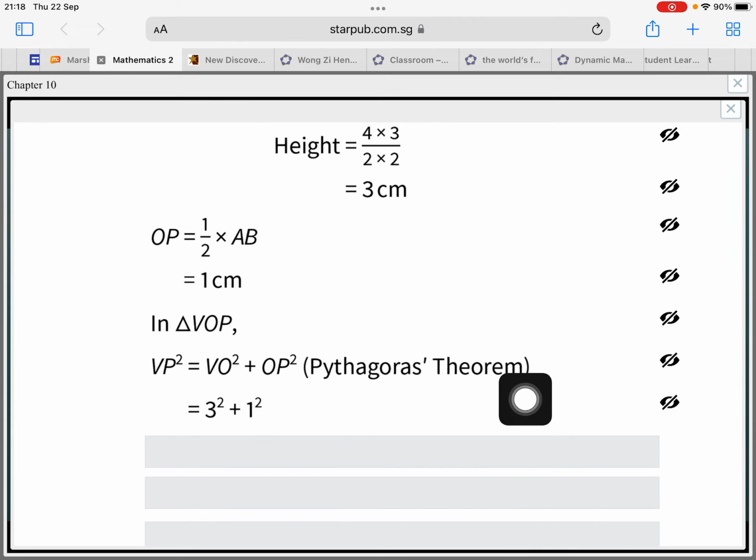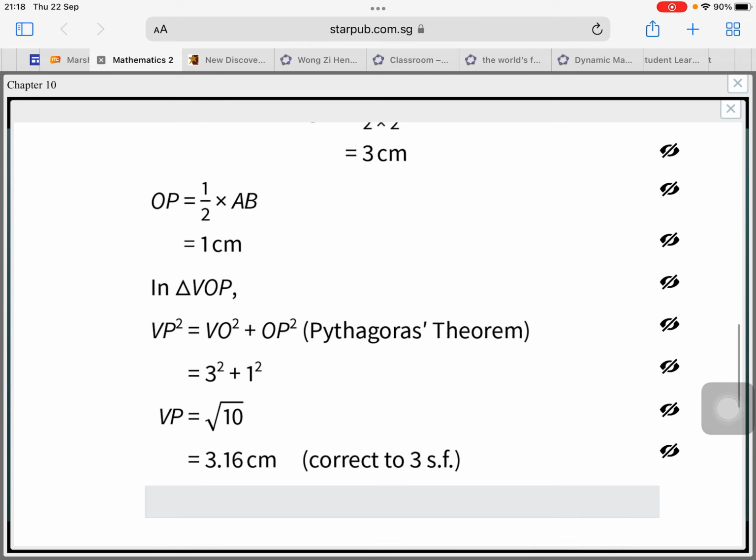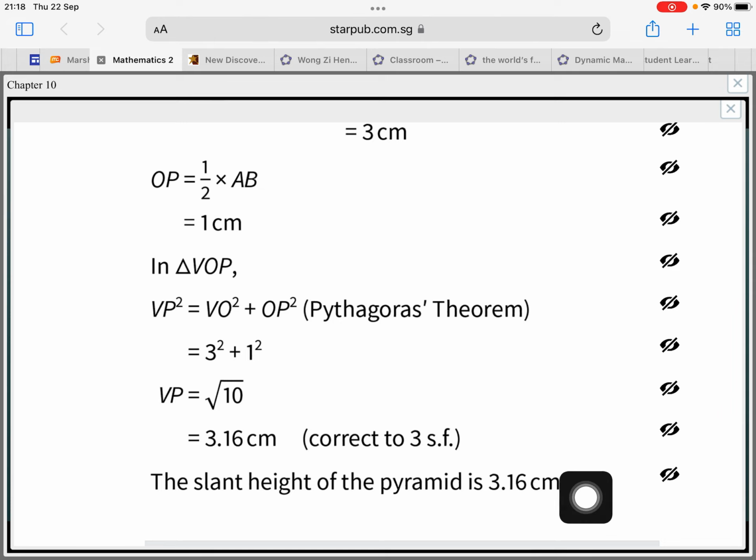You apply Pythagoras theorem. Make sure that you do specifically say that this is by Pythagoras theorem to show your understanding, so it does not come out of nowhere. VP square will just be 3 square plus 1 square, which is 10. Then you just take the square root, and you should get VP to be about 3.16. So the slant height is 3.16 cm.